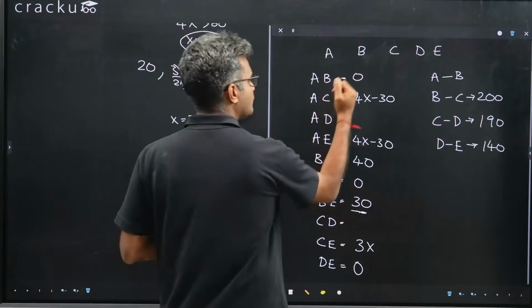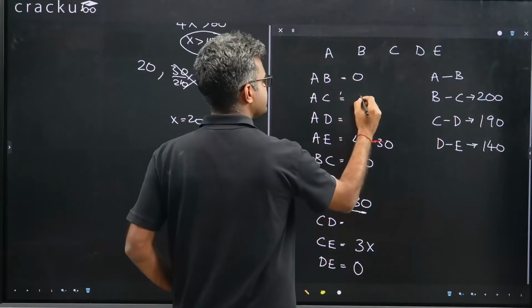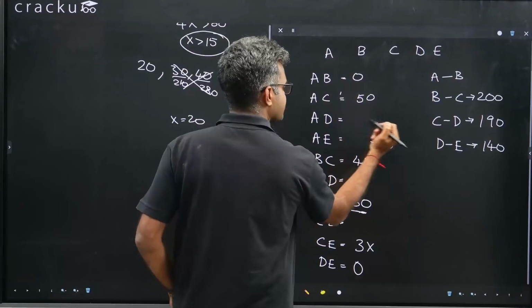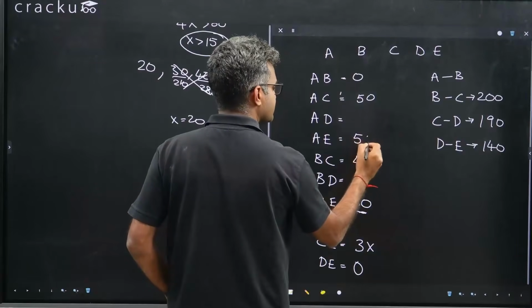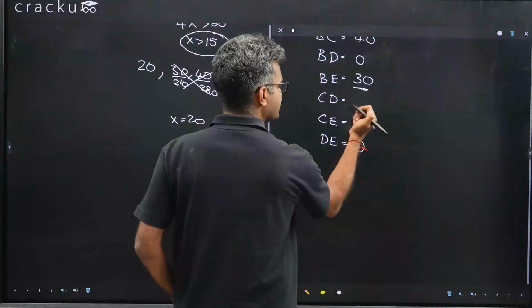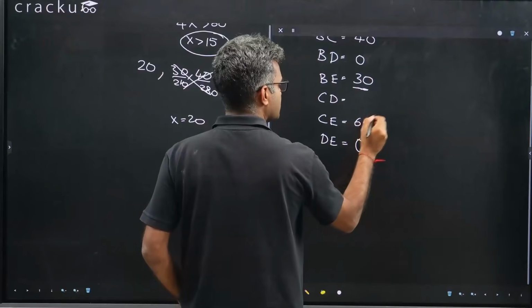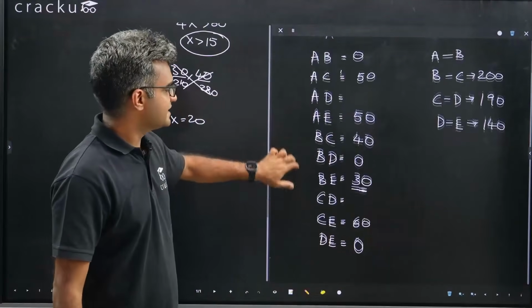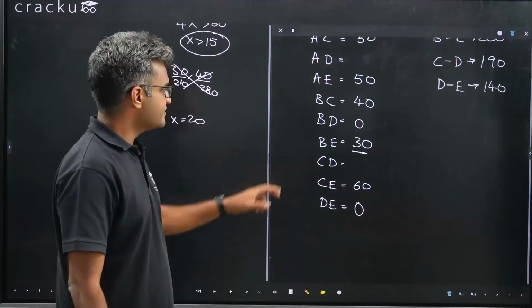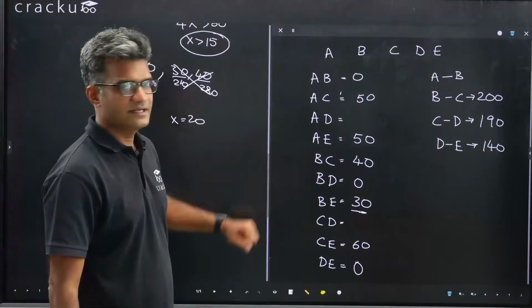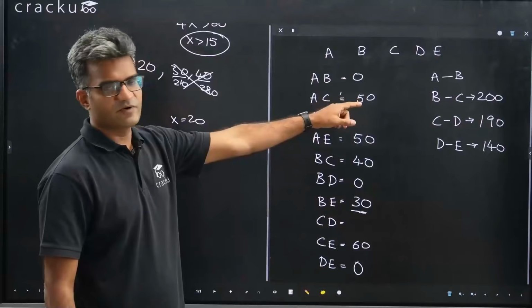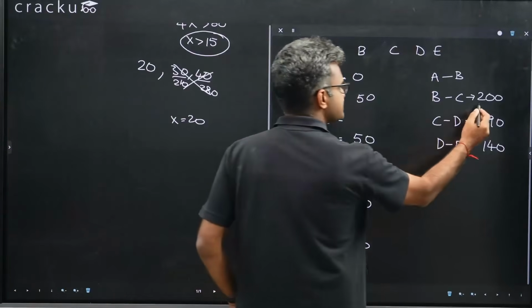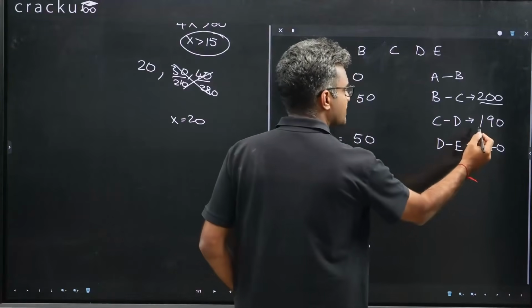AC will be equal to 4 into 20 minus 30, which will be 50, which is the value of AE. This also is 50. And the value of CE will be equal to 3x, which is equal to 60. Now, if you notice, we filled everything except AD and CD. How can we actually fill AD and CD? We can do that because we know the number of people who traveled in the segment BC. This is 200.